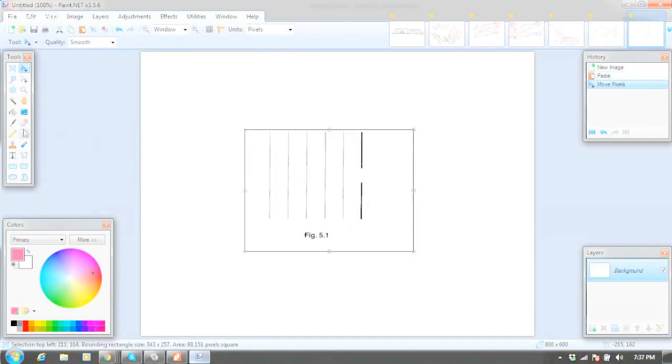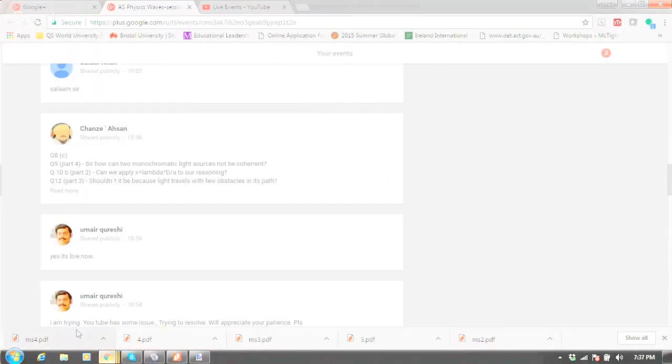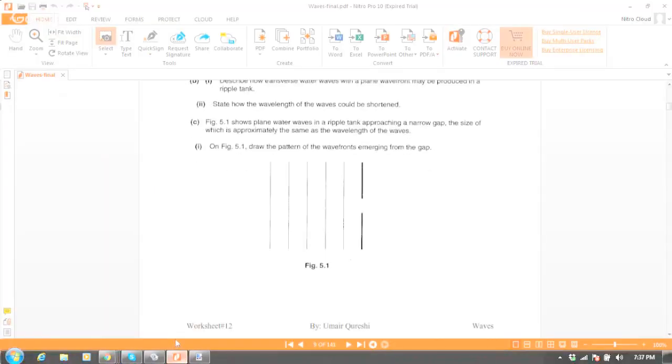So if I draw, the pattern should look like this, because this is not very narrow, maybe like this, something like this. And then your question is about question number 12 part 3. Let me take part 3. Part 1 is done.